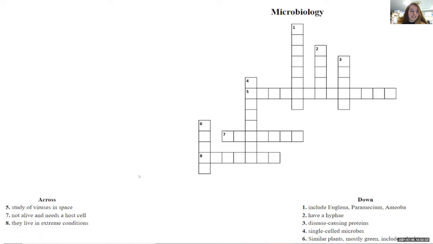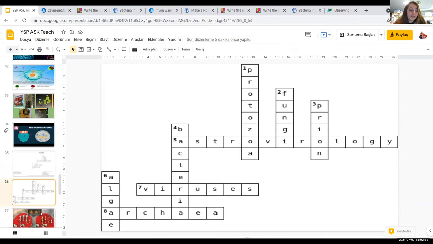And the last one, they live in extreme conditions. What are they? Yeah, extremophiles are a special type of them, but the common name for their domain is archaea. Yeah, you are right. We answered all of them.